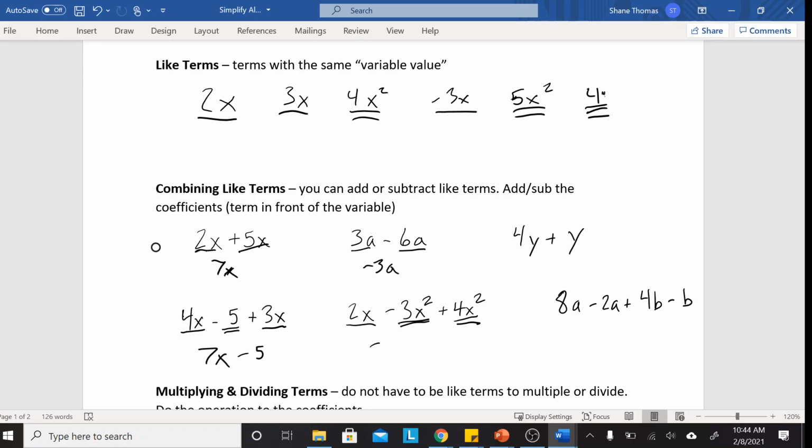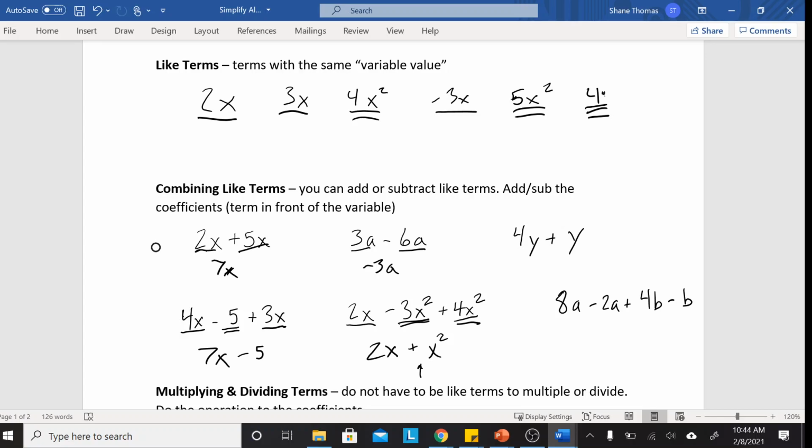So when I simplify this, I'm going to have 2x. Negative 3 and positive 4 is going to be a positive 1. So I could write plus 1, or I can just put plus x squared. Because if you remember, any variable with no number in front of it, there would actually be a 1 there.